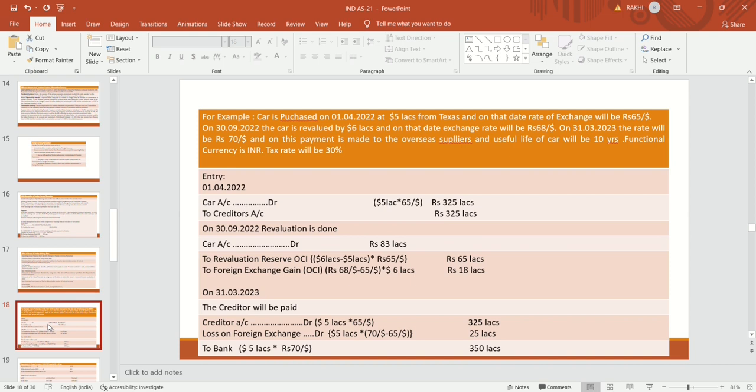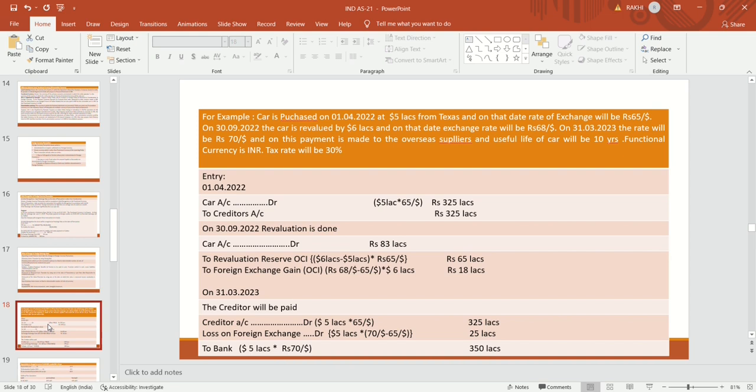On 30th September, the car is revalued and its value increases by 1 lakh. That is, the company purchased the car for 5 lakhs, but after revaluation it becomes 6 lakhs. On the date of revaluation, the rate of exchange will be 68 per dollar. So the car account is again debited by the differential amount.